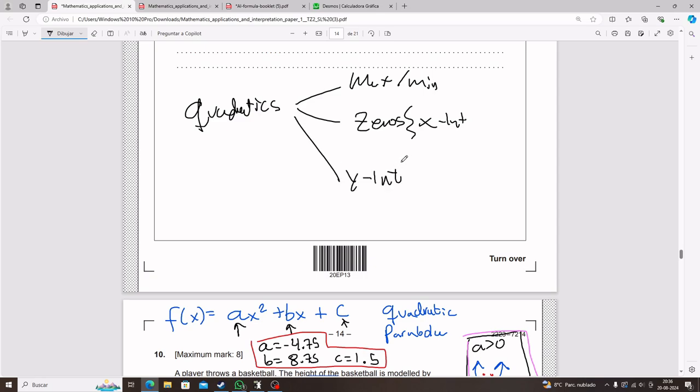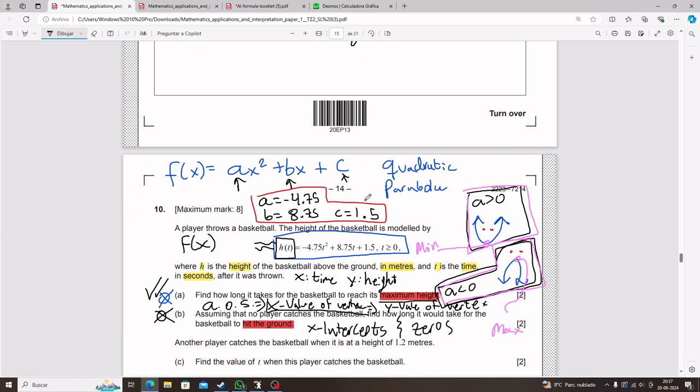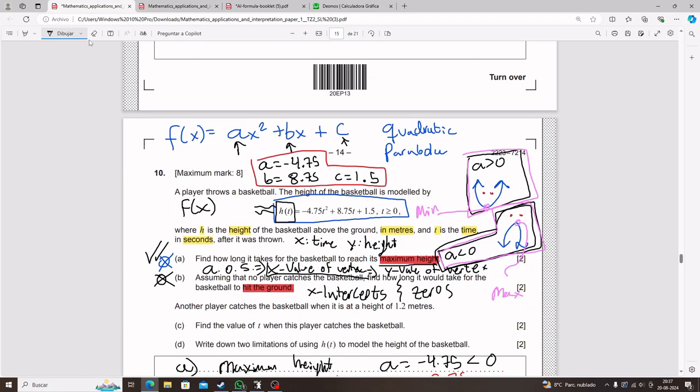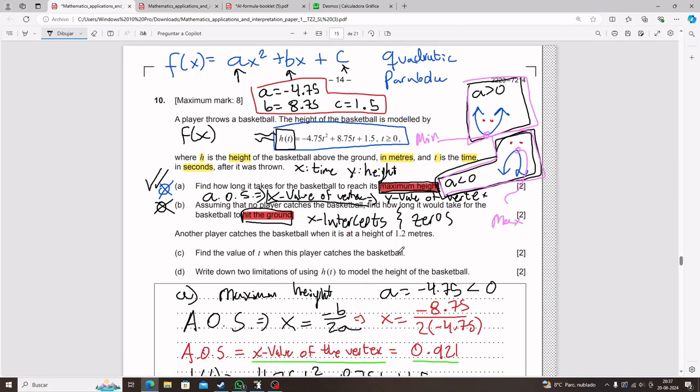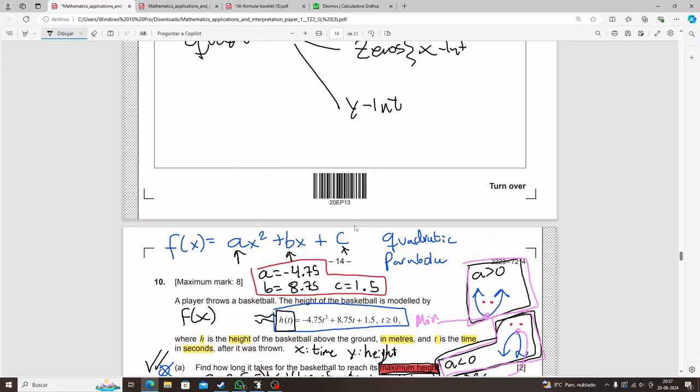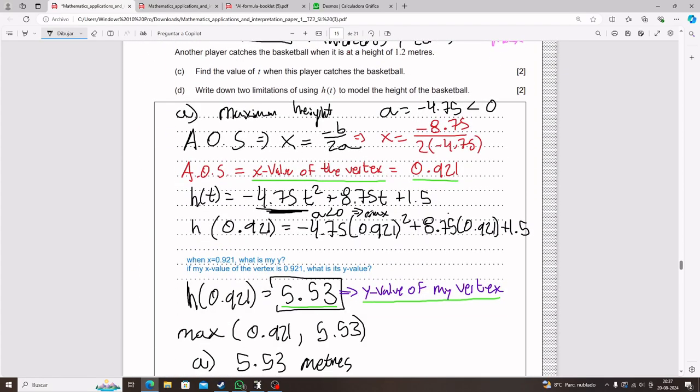The tough part is that the IB loves to disguise this, you know? When they ask about maximum height, that one's pretty obvious. But when they're talking about hitting the ground, it's disguised as x-intercept. See? And so that's the kind of stuff we need to start catching on to. That's why I'm presenting it to you in this way.